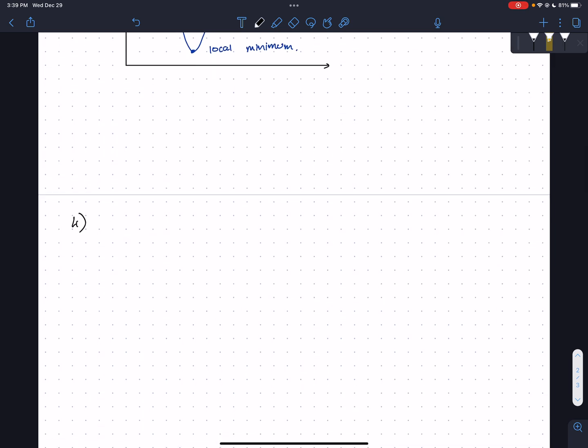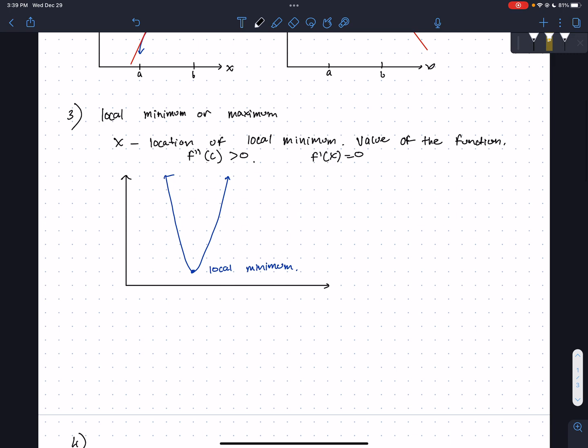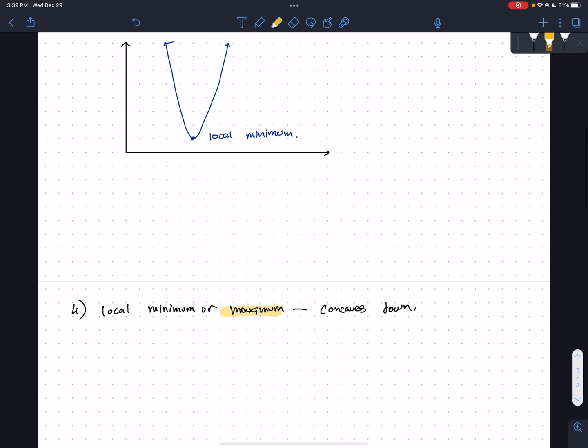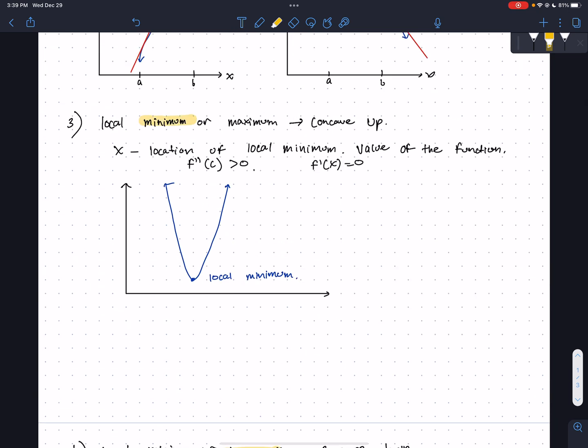We are going to get a local maximum, right? So the graph concaves, so in this case, concave up, this is a local minimum, or maximum, concaves down. So in this case, we see that this is going to be a maximum. This is going to be a minimum for step number 3.